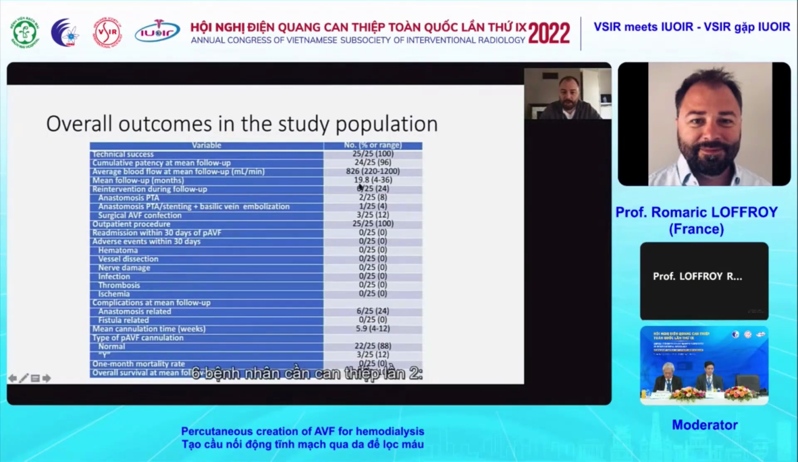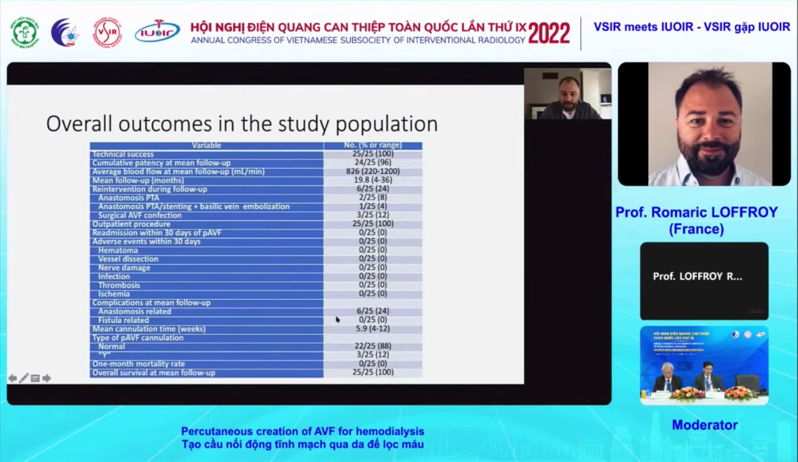Re-intervention during follow-up in 6 patients, mainly PTA of the anastomosis, and in 1 patient, basilic vein embolization. Sometimes we have to embolize some collaterals to redirect the flow. No readmission, no complications at all, no thrombosis, no hematoma, nothing about that.